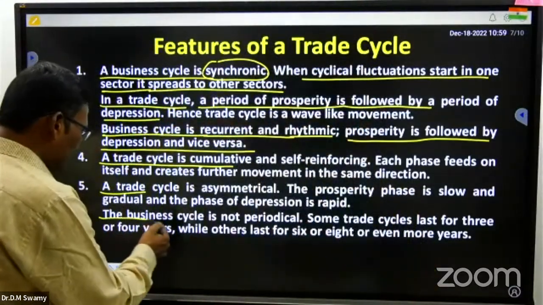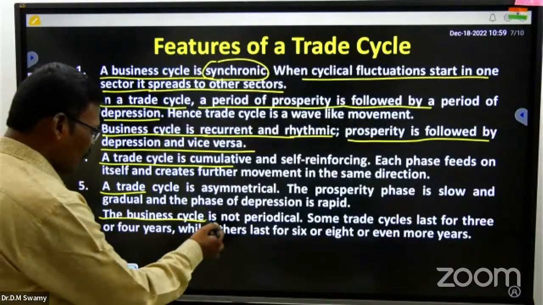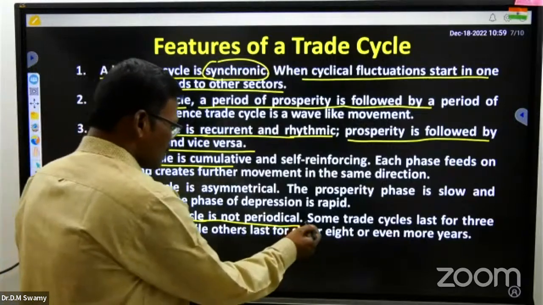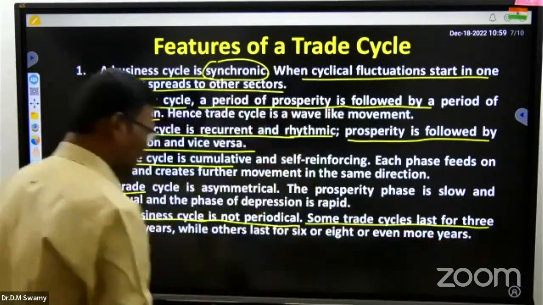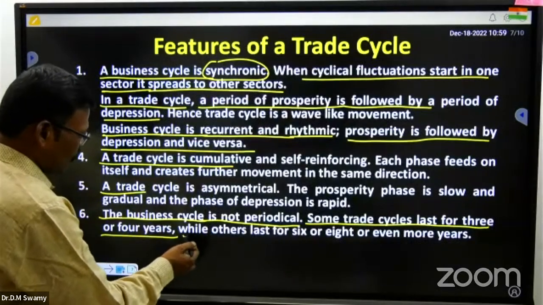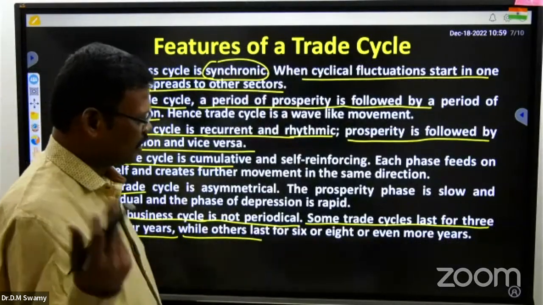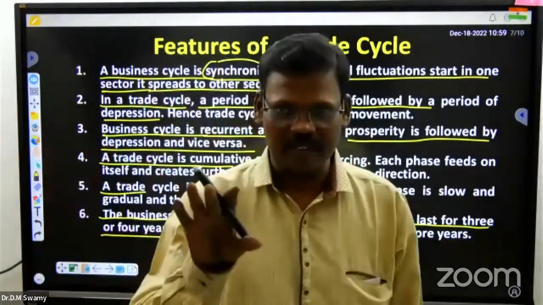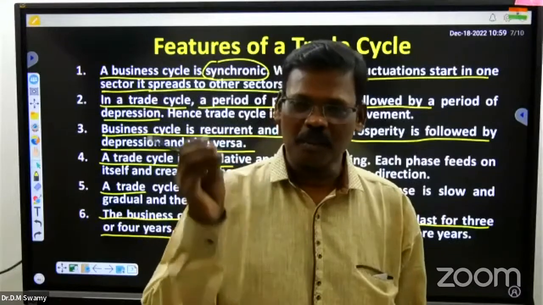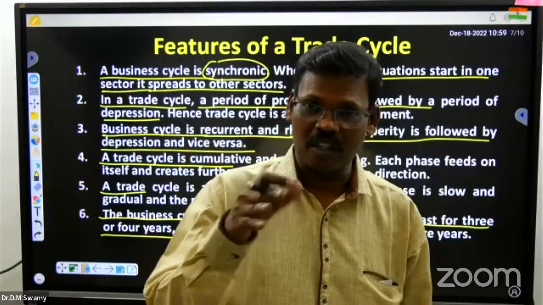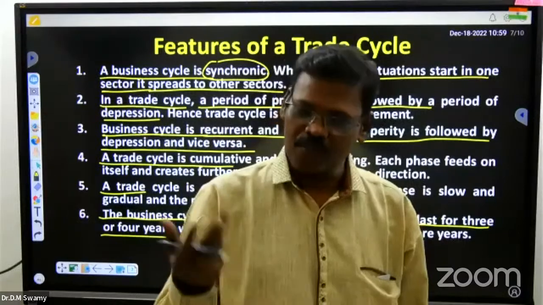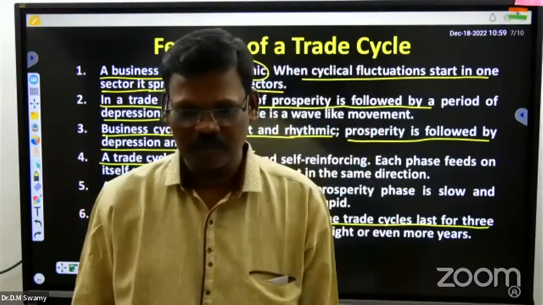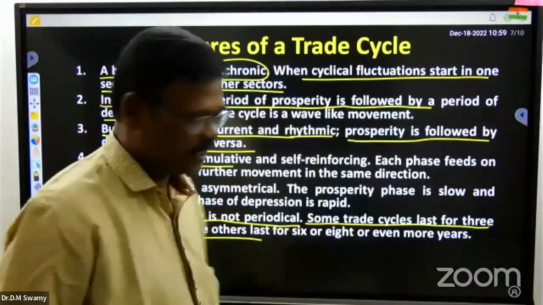Like the business cycle is not periodical. Some trade cycles last for 3 or 4 years, whereas others last for 6 or 8 years, or even more. The trade cycle does not have a common length of time. Some trade cycles will start and end within 3-4 years, or 5 years, or 6 years, or more than 8 years, or sometimes 10 years also.